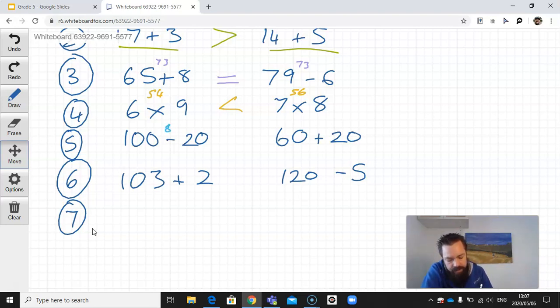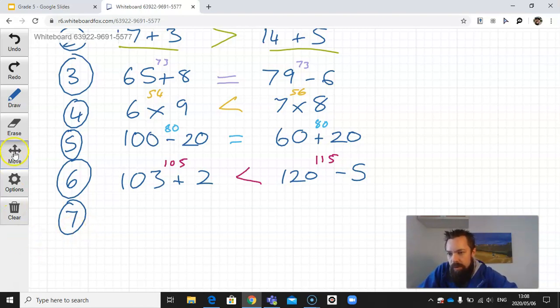100 minus 20 is 80. You can use a little trick here because we've got zeros on both of them. We can go 10 minus 2 is 8. And then we just put the 0 on over here as a smiling 0. That saves you a little bit of working out if you were struggling with that. 20 plus 40 is 80, and so these two are equal to each other. 103 plus 2 is 105. 120 minus 5 is 115. 115 is bigger than 105, so we read that 103 plus 2 is less than 120 minus 5.